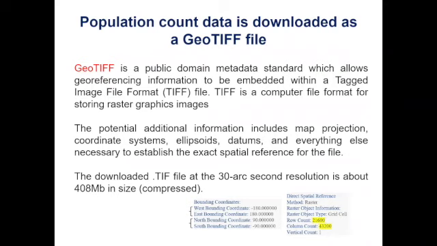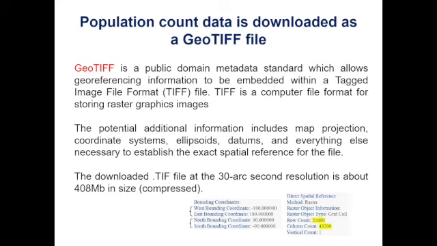GeoTIFF or Geotag Image File Format is a computer file format for storing raster graphics. The entire world context as we download it for the 30 arc second resolution is about a 400 MB file. And you can see it has 21,000 rows and approximately 43,000 columns. That's about 1 billion cells. So it's all compressed in that 400 MB file. The uncompressed version is about 3 gigs.